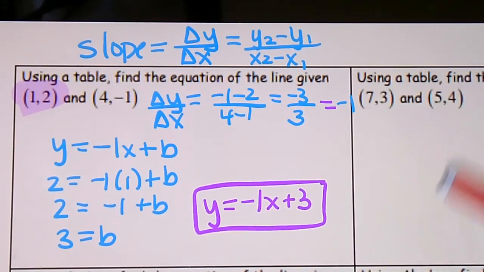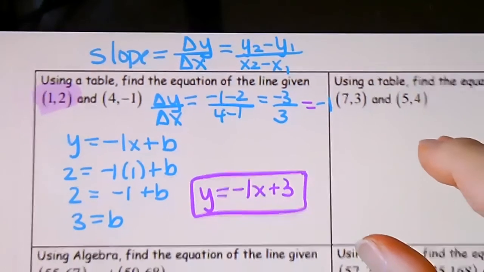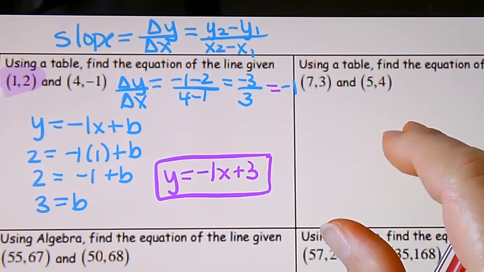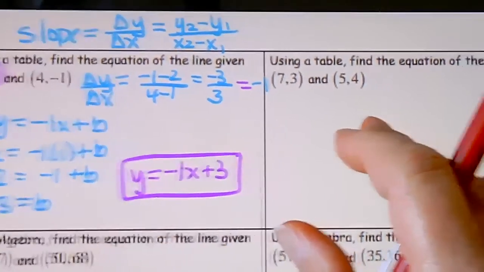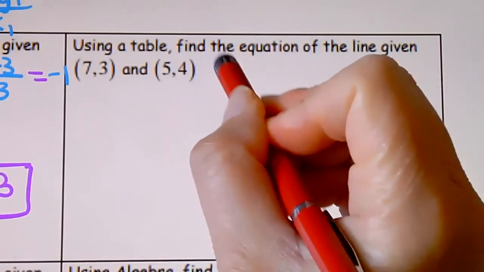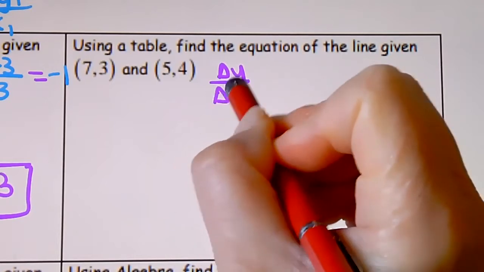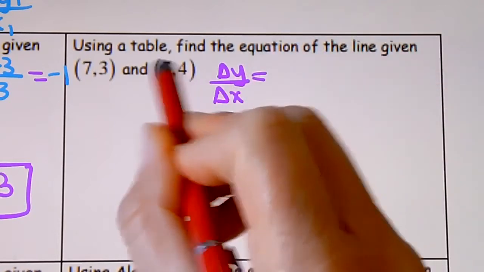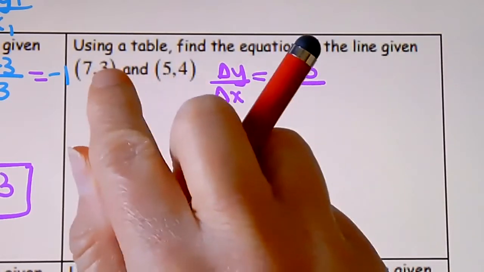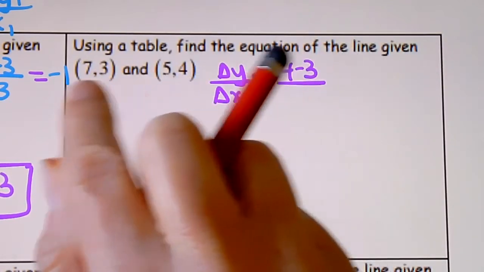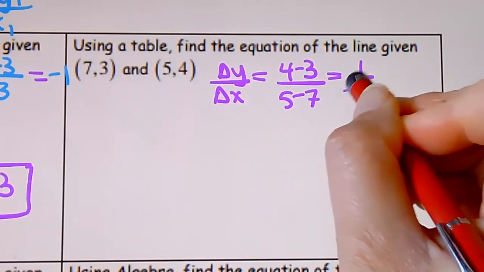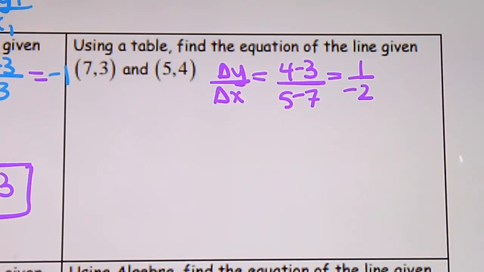Okay, so that's how we're going to do these problems. So the extra step is I need to find the slope first, and then I'm going to choose one of the 2 points. So change of y over change of x. So I think I'm going to do 4 minus 3. And so since I do 4 from here minus 3 from here, I have to do 5 minus 7. And I get 1 over negative 2. So my slope is a negative 1/2.